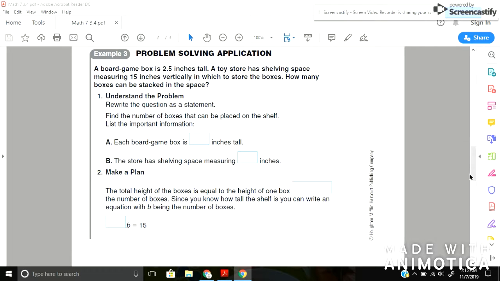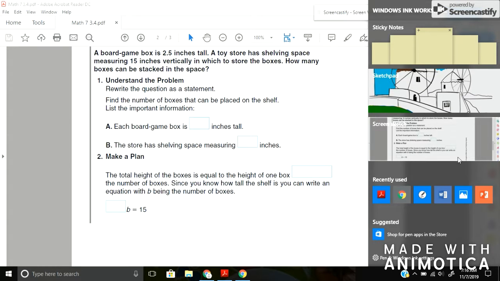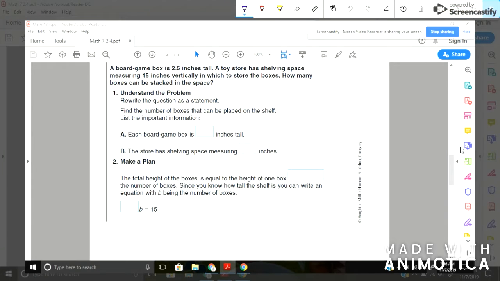So at first it says a board game box is 2.5 inches tall. A toy store has shelving space measuring 15 inches vertically in which to store the boxes. How many boxes can be stacked in the space? Okay, I usually like to make myself a drawing.